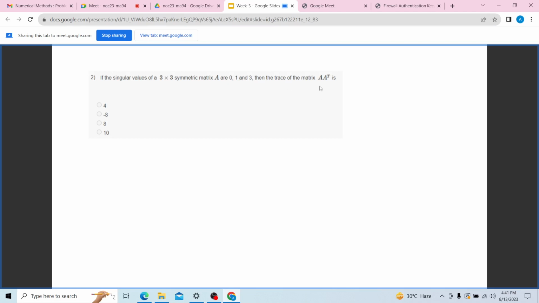For calculating, first you have to calculate A into A transpose. So the trace will be the sum of squares of the singular values of A. That is 0 plus 1 plus 9, which will give you 10. Hence the correct option is D.